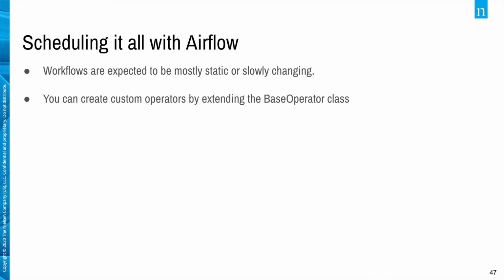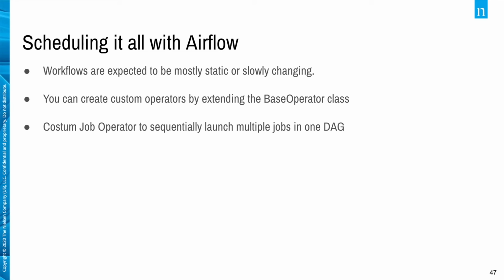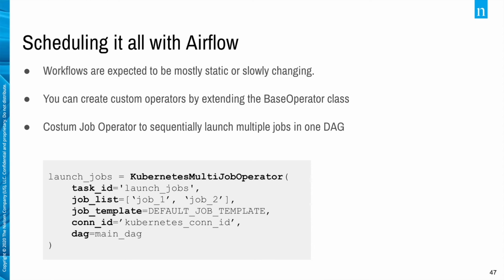Also, fortunately, when we were working on this solution, another team in the company already had their own job launching operator in Airflow. So what we had to do is simply extend this operator to launch multiple jobs in a loop instead of one. Let's see how something like that should look. This is a simplification of our Kubernetes multi-job operator.